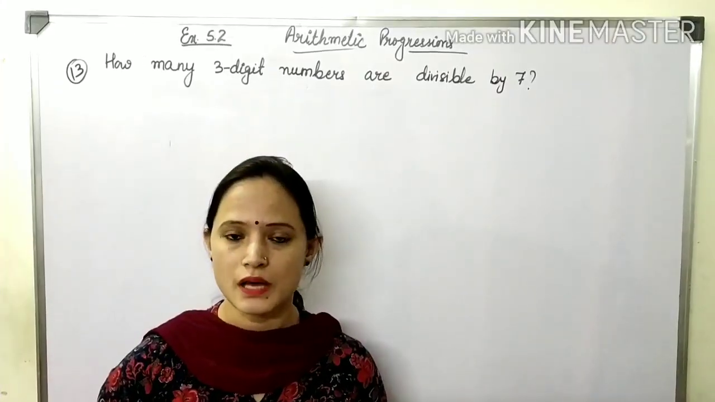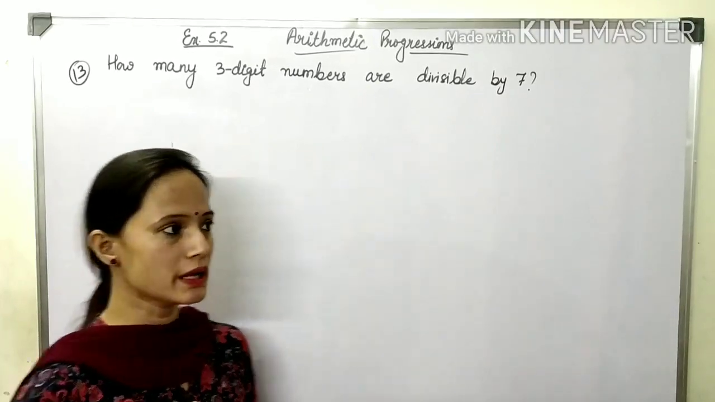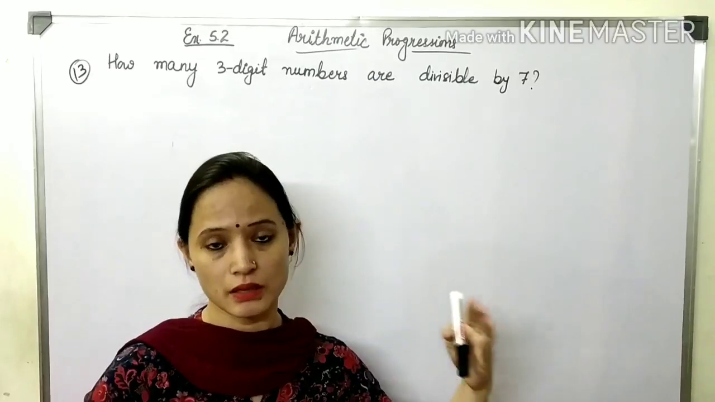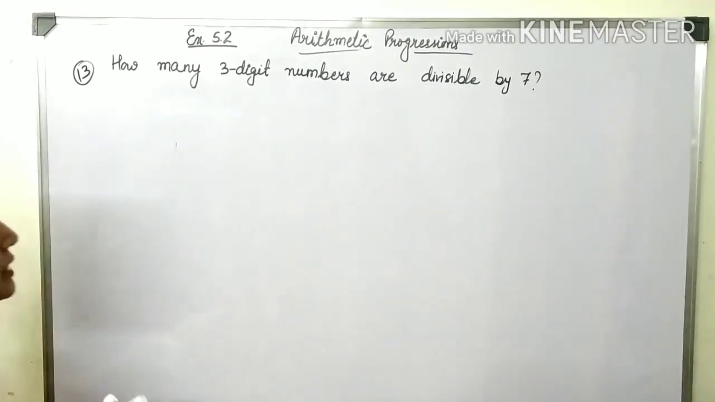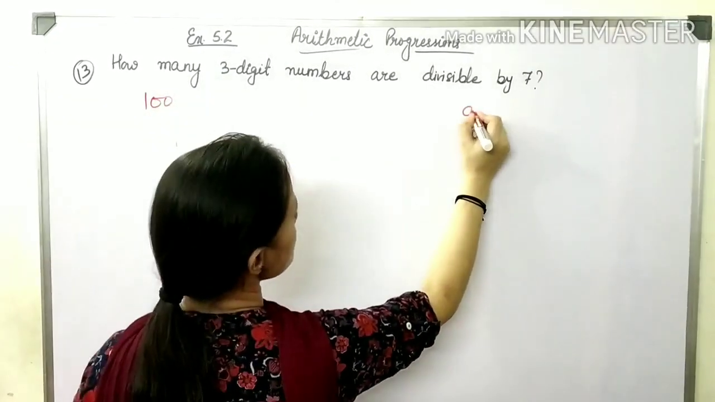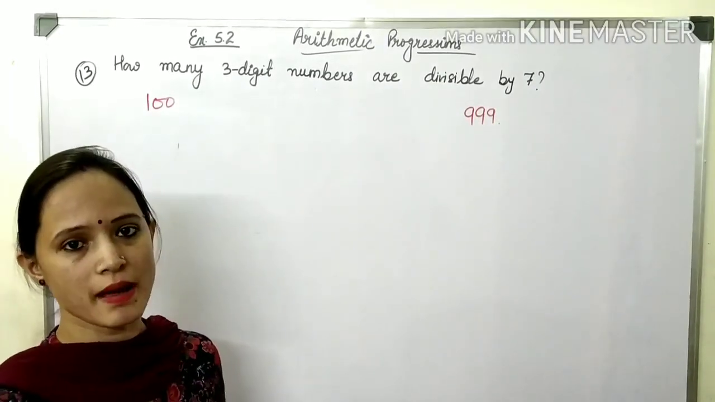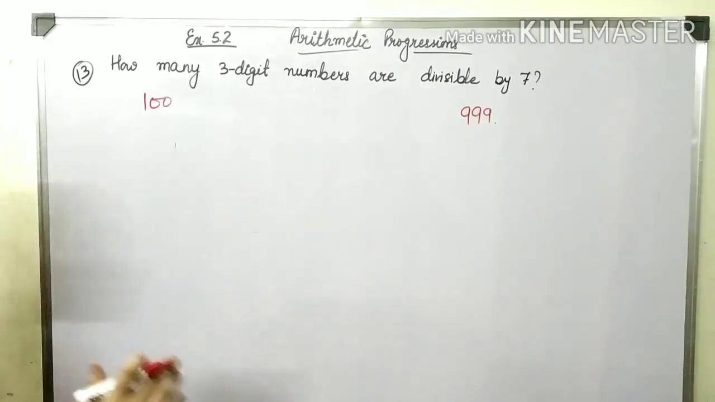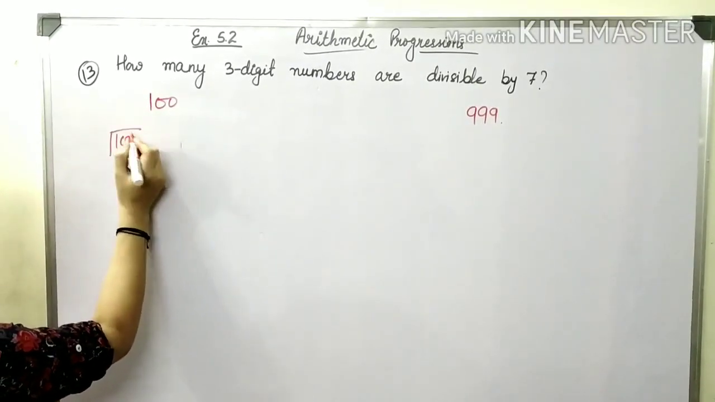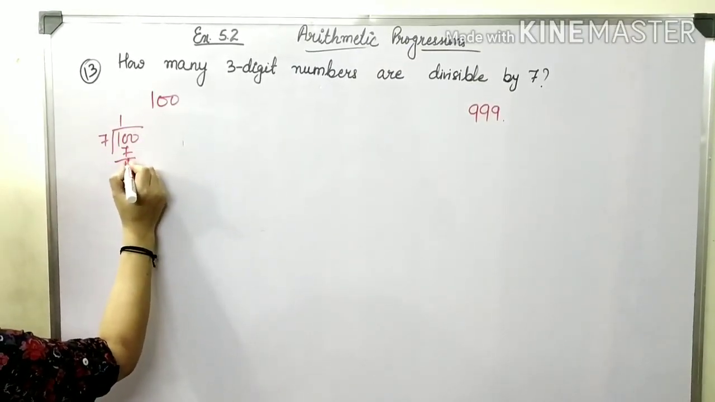Question number 13 is, how many 3-digit numbers are divisible by 7? So we'll have to take the first 3-digit number and go till the greatest 3-digit number. The first 3-digit number is 100, and the greatest 3-digit number is 999. But we need to see which are divisible by 7. We can do this by the hit and trial method, that you will just start dividing each and every number and see whether it is completely divisible by 7 or not.